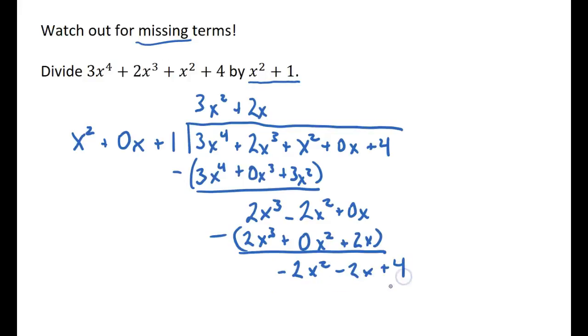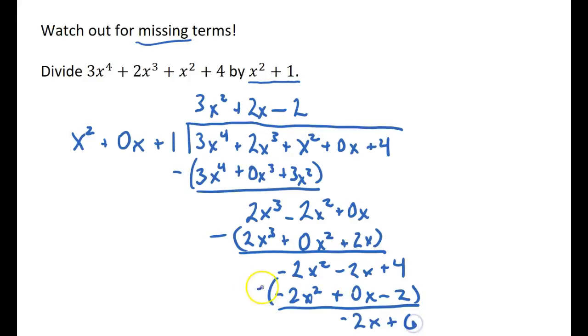Bring down the last term and multiply this by negative 2, right? Because I want to get a negative 2x squared. Negative 2x squared plus 0x minus 2. Subtract, and I end up with negative 2x plus 6. So that's my remainder right there, okay?